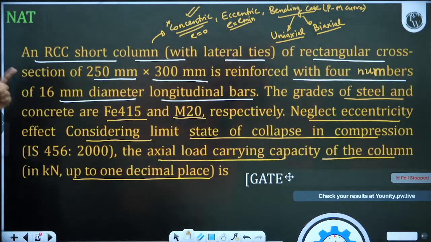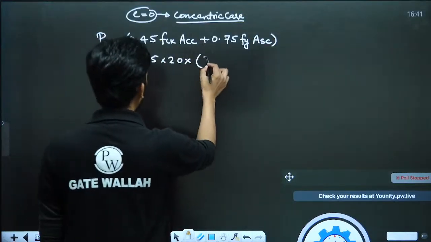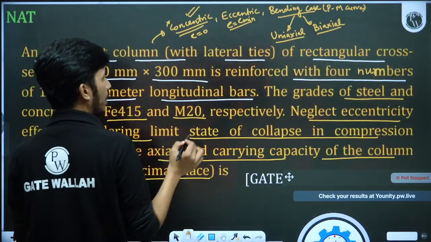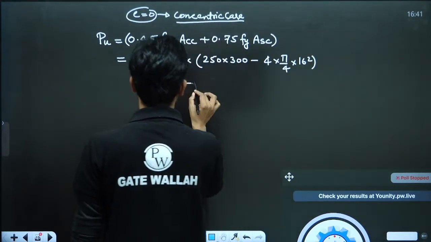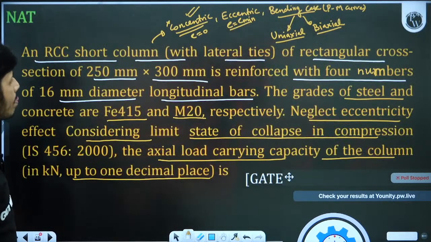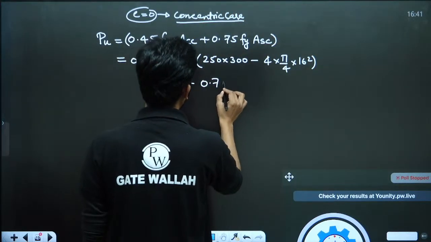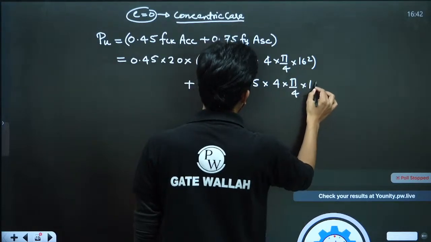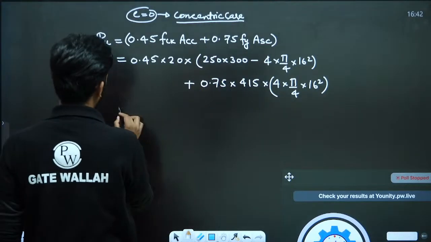But what is the area of steel? Area of steel, 4 bars of 16 mm. So that we will subtract also. 250 by 300, then we will subtract the area of steel. So 4 bars of 16 mm: 4 into pi by 4, 16 square, we will subtract. Plus, Fe415 is the steel, so 0.75 into 415. And what is the area of steel? Again 4 into pi by 4 into 16 square. The area of concrete is the total area minus the area of steel. The area of steel is this. So we will get this value.